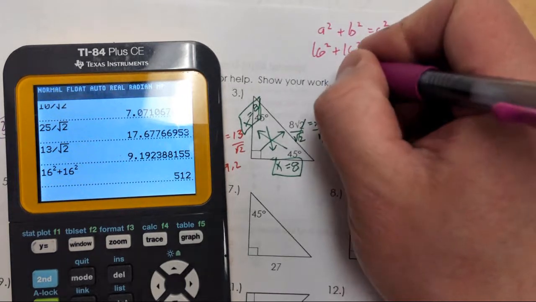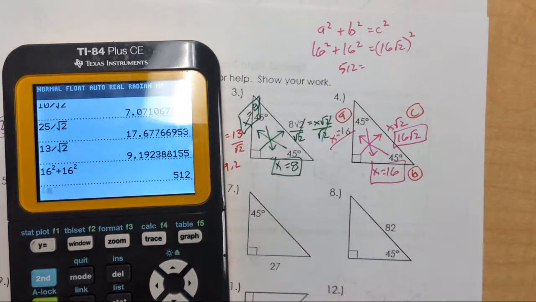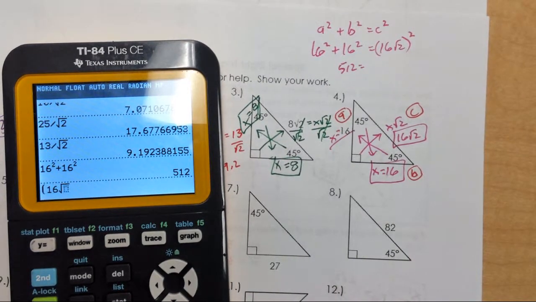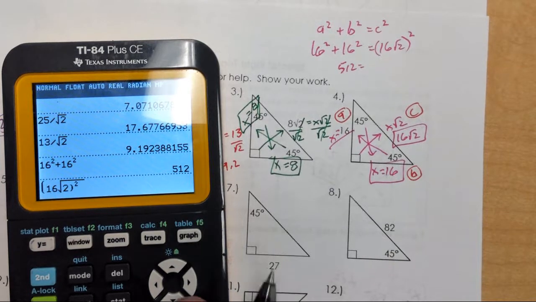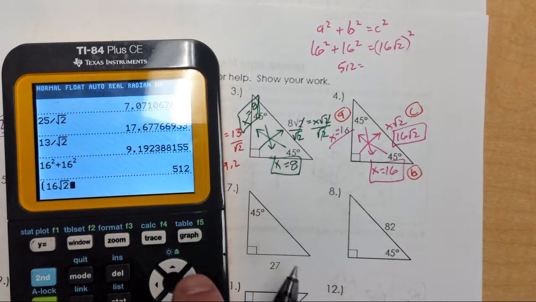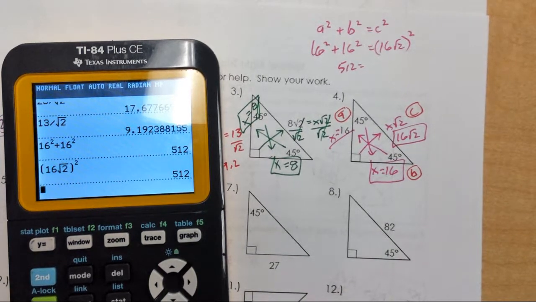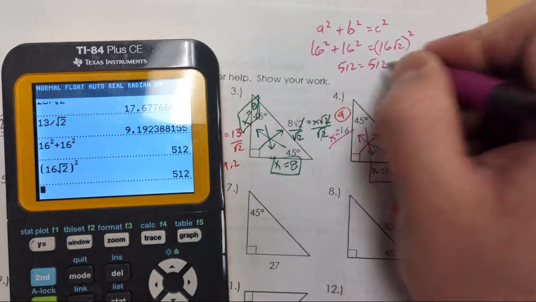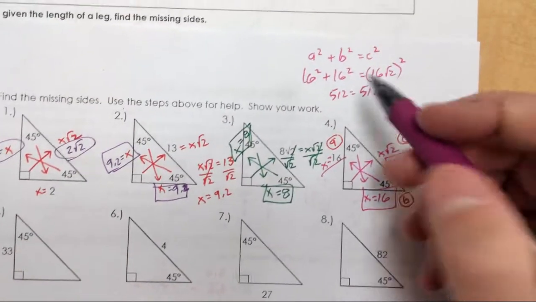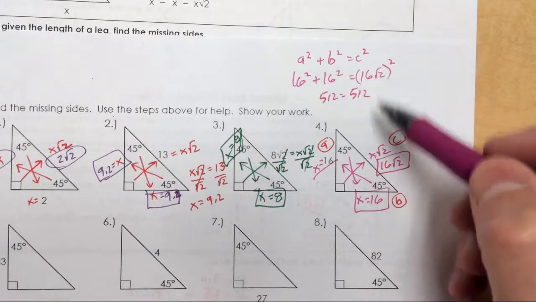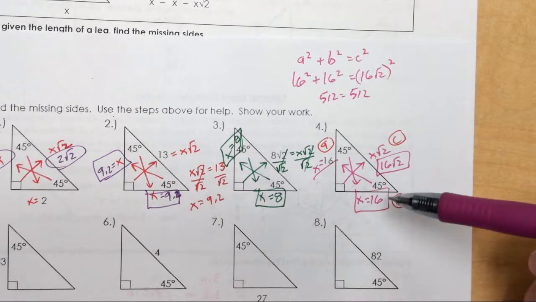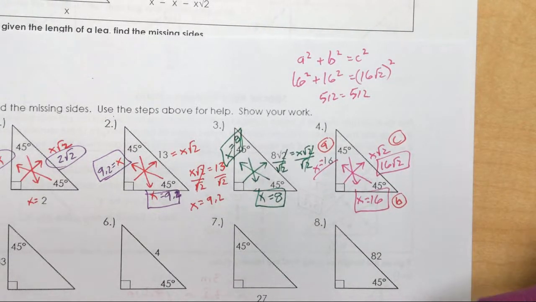So 512 is the answer on the left. And if I do 16 times the square root of 2 squared, oops, that's not what I wanted, squared, I end up with 512 as well. And if you remember the lesson last time, if a squared plus b squared was equal to c squared, then we end up with a right triangle, and this is what we have. We have a right triangle. So this actually balances out.